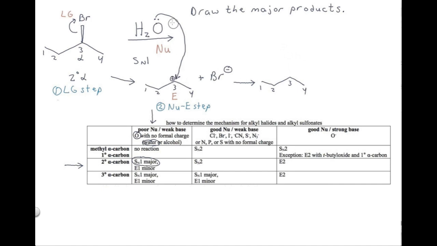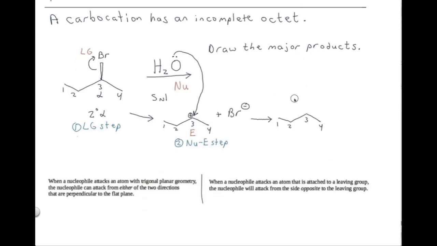But should we show that the oxygen is going to end up on a wedge or a dash or a solid line on carbon 3? Well, we can use the rules that we've talked about previously. Here's the rules that we've talked about.